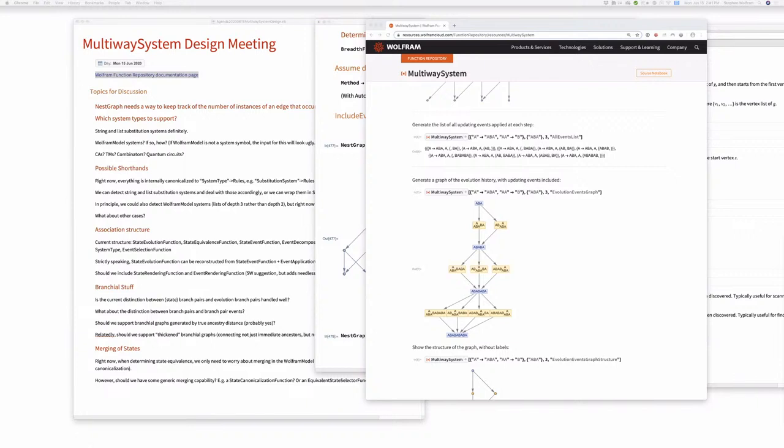Can it be used in a game tree? Surely it can be used in a game tree. It gives you the set of moves, like for tic-tac-toe or something. I mean, presumably NestGraph can do that too. Is that a true statement? That NestGraph can give you the tic-tac-toe graph?